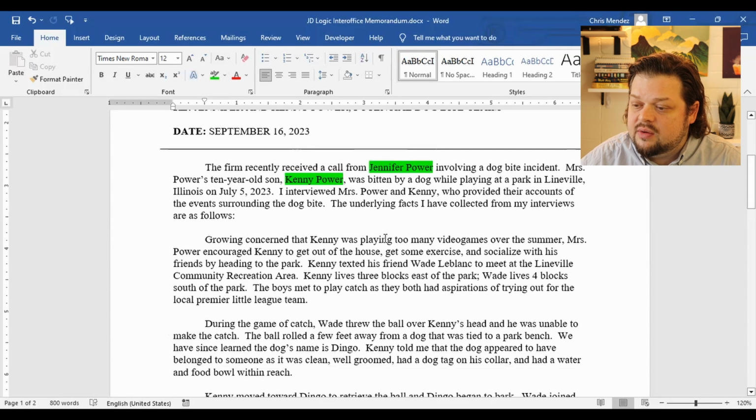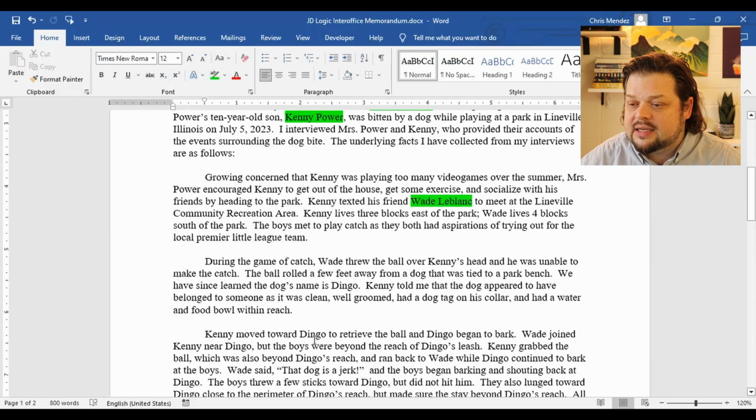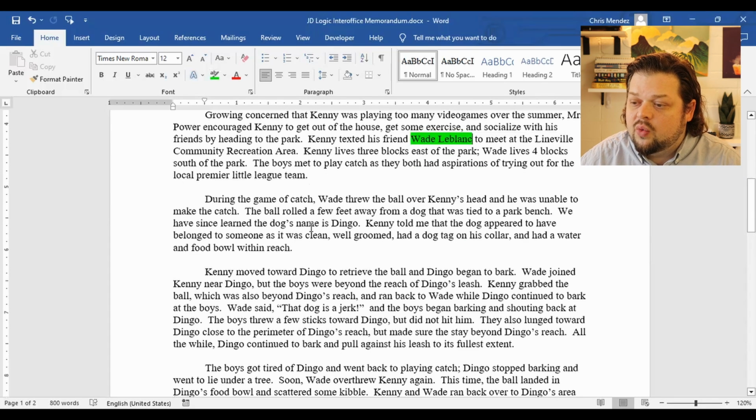Growing concerned that Kenny was playing too many video games over the summer, Mrs. Power encouraged Kenny to get out of the house, get some exercise, and socialize with his friends by heading to the park. Kenny texted his friend Wade LeBlanc, that's another character, to meet at the Lineville Community Recreation Area. Kenny lives 3 blocks east of the park, Wade lives 4 blocks south of the park. The boys met to play catch as they both had aspirations of trying out for the local Premier Little League team.